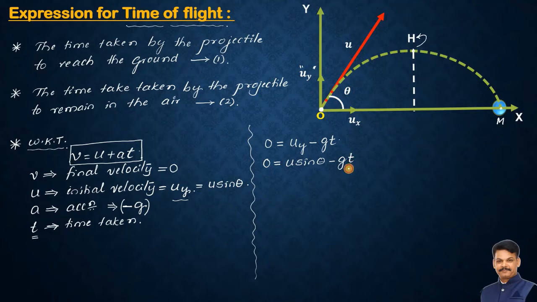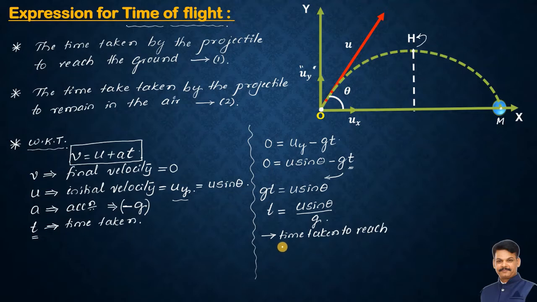I want to know what is the time taken. Hence, this entire term gt is taken to the left hand side. So g into t is equal to U sin theta. Therefore, t is equal to U sin theta divided by g. So, dear students, this is the time taken to reach the maximum height, right? That is point H.